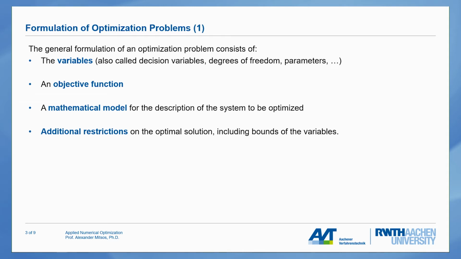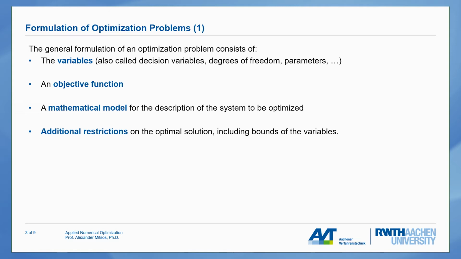Third, you need a mathematical model that describes your system. And fourth, you need restrictions, which maybe are not part of the model, but you still need them. So for instance, you can have bounds of variables, you can have other restrictions. What I would like to point out is that even the term model is not always used in the same fashion. So some people would say that the whole formulation is a model.